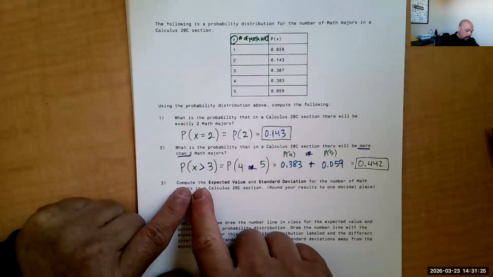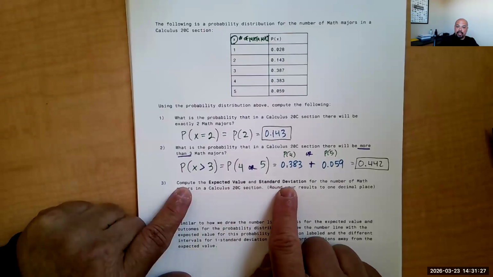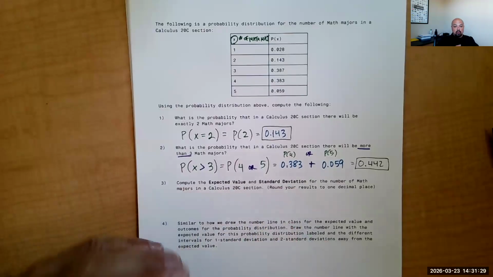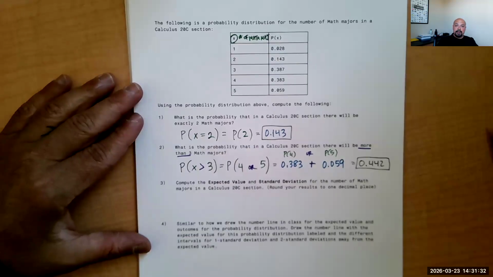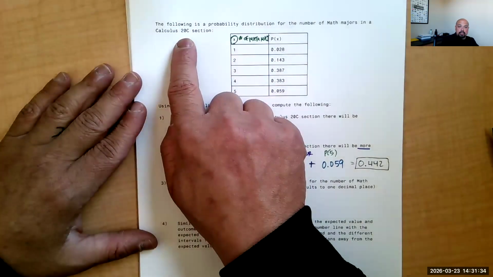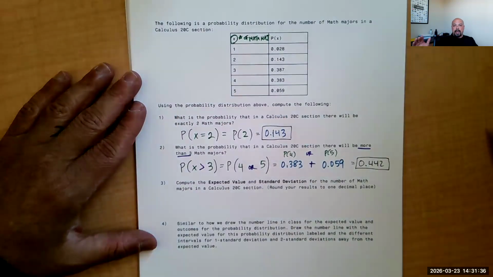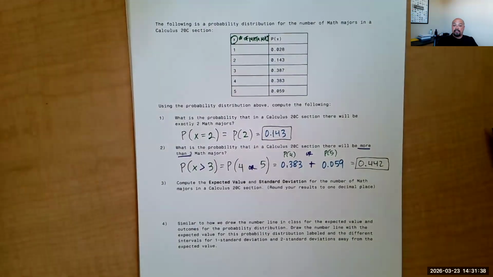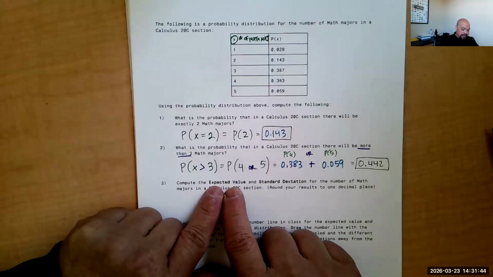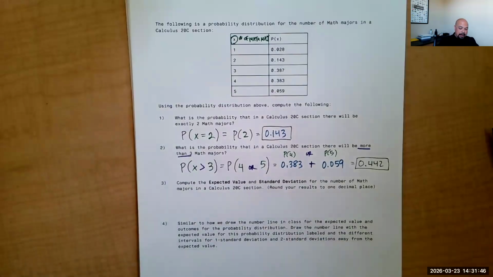Now we're going to look at our expected value and that standard deviation, right? Kind of see how these results would look if I was to go through this experiment, looking at multiple Calculus 20C sections over the span of years, different instructors, whatever it might be, different colleges even, what our expected value is and the standard deviation, the deviation in the amounts we would get.